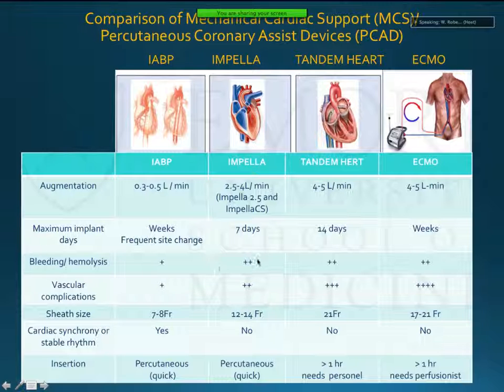Bleeding and hemolysis are seen more with all these devices. Particularly, there's more shearing of the erythrocytes with the Impella, so the bleeding risk is higher. Vascular complications are higher with TandemHeart and ECMO because of the large size of the cannula. You can see the sheath sizes: 7 to 8 French with the balloon pump, 12 to 14 French with the Impella, 21 French with TandemHeart, 17 to 21 French with ECMO. Balloon pump requires cardiac synchrony. The other devices don't. Insertion of the balloon pump and the Impella is quick by percutaneous technique. You can put both devices in fairly quickly in the cath lab. TandemHeart needs more than an hour. It requires other support personnel, particularly in the unit. And of course, the ECMO requires a perfusionist.